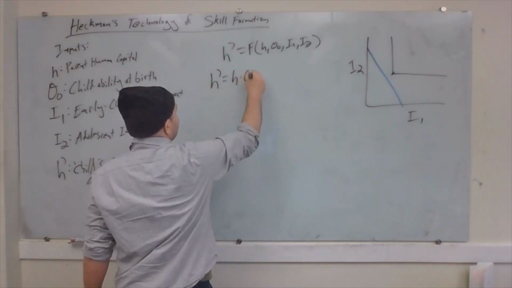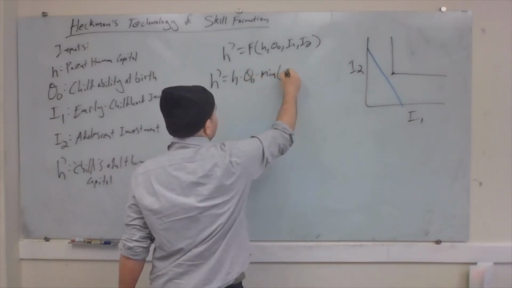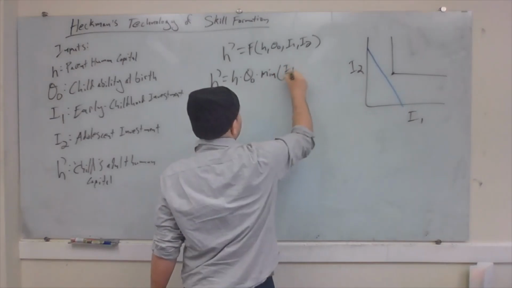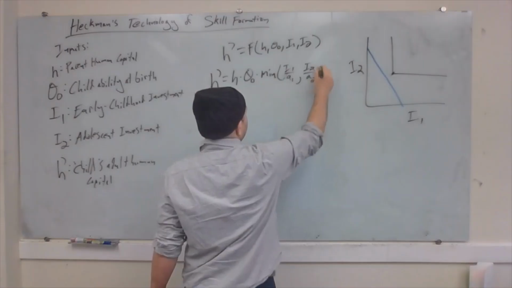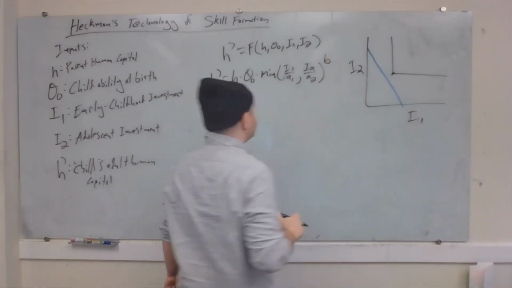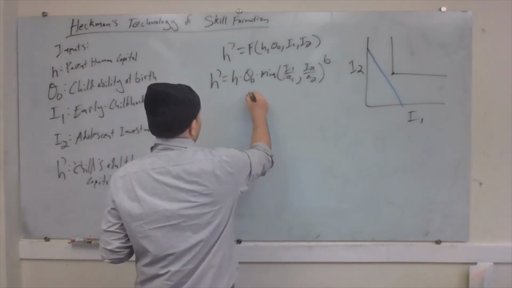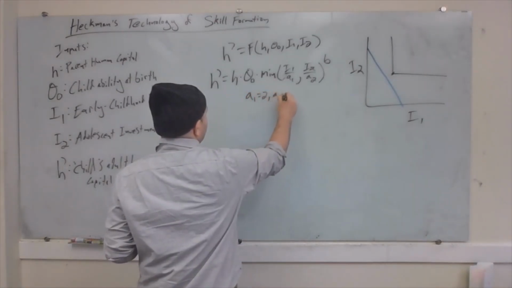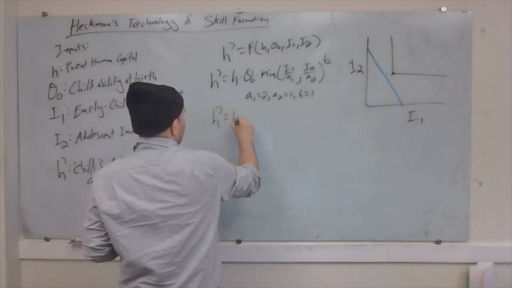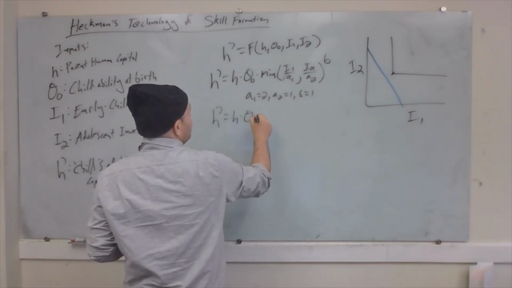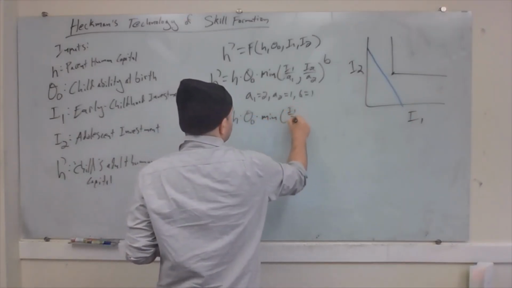times sigma naught times the minimum of, let's say, I1 over A1 and I2 over A2, to the B. Right? So again, to make this more concrete, we could imagine A1 equals 2, A2 equals 1, B equals 1. We could just say H prime equals H times sigma naught times the minimum, right, of I1 over 2 and I2.